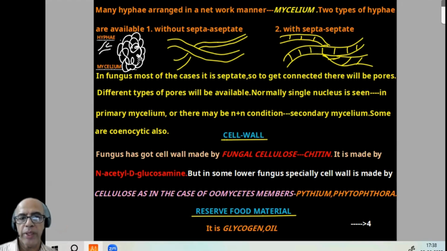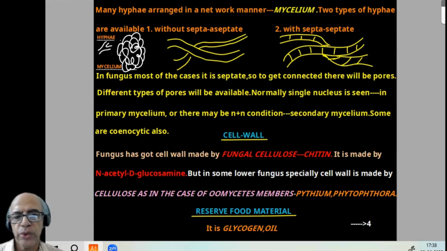2 types of hyphae can be seen. One without septa is called aseptate. Second, with septa, is called septate. Here you can find, if septa are there, then from here to here the connection will be partly blocked. So for that, some openings, some pores will be provided. This is mycelium, an assembly of hyphae. Each part of the mycelium is hyphae.